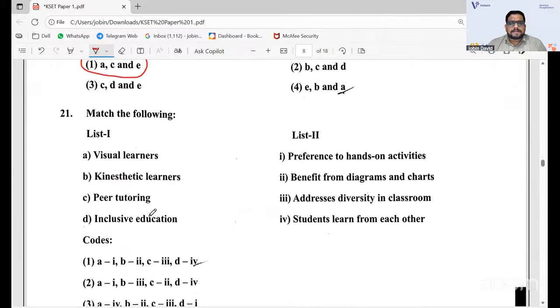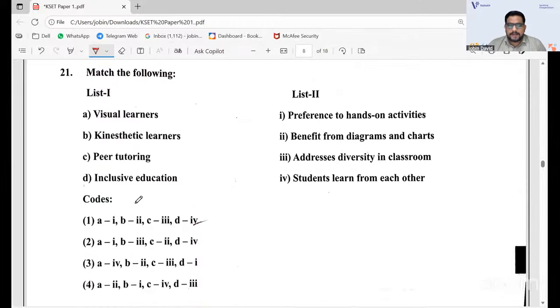Now we have question number 21 with different types of learners. We have visual learners, kinesthetic learners, peer tutoring, inclusive education. If you can relate to peer learning, peer tutoring, it is students learning from each other. So you can easily relate C to 4. There is only one option with C matched to 4, and that is option 4. That is correct. So A to 2: visual learners benefit from diagrams and charts.